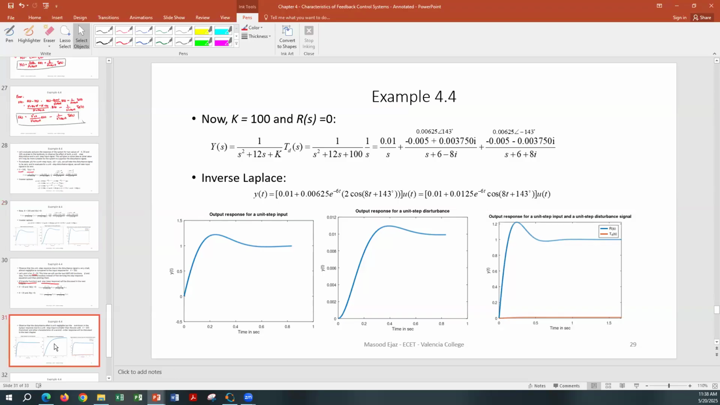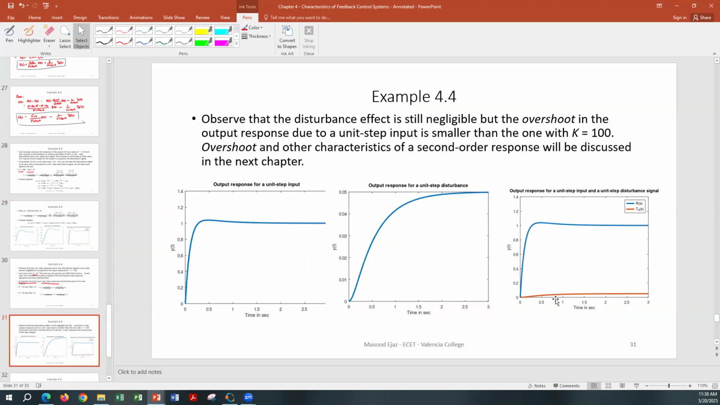And when we kept k is equal to 20, the disturbance is still small, not as small as the other one, 0.01 versus 0.05 approximately. But what happened is our overshoot has reduced a lot. The steady state value is still 1, but the overshoot has reduced a lot.